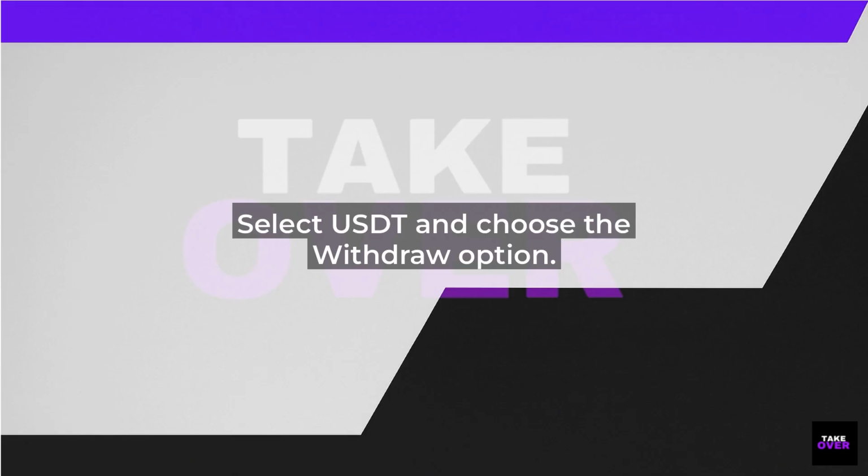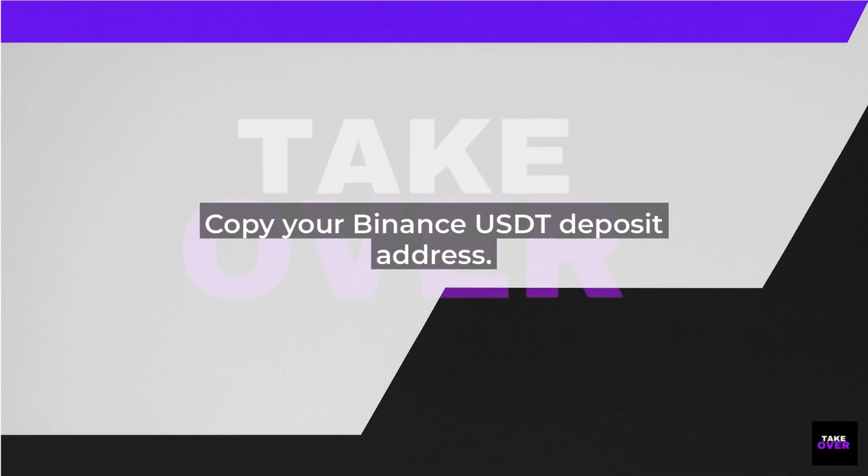Next, switch to Binance. Log in, go to your wallet, and find the USDT deposit option. Copy the deposit address. It's usually a long string of letters and numbers. Pro tip: always verify it's for the BEP20 or ERC20 network, depending on what GMC uses, to avoid any hiccups.